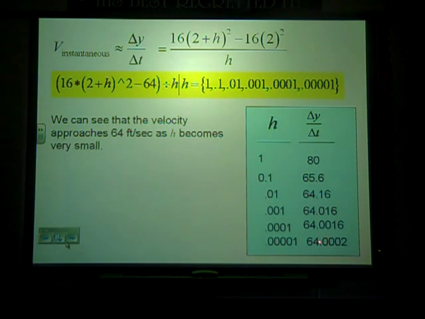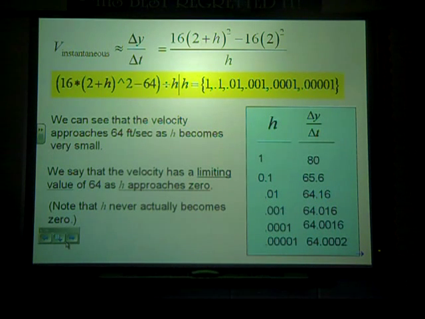And what we can see happening is as we're getting smaller and smaller, closer and closer to 0, we're settling in on a number. You can see that we're settling in, we're getting closer and closer to 64 feet per second.